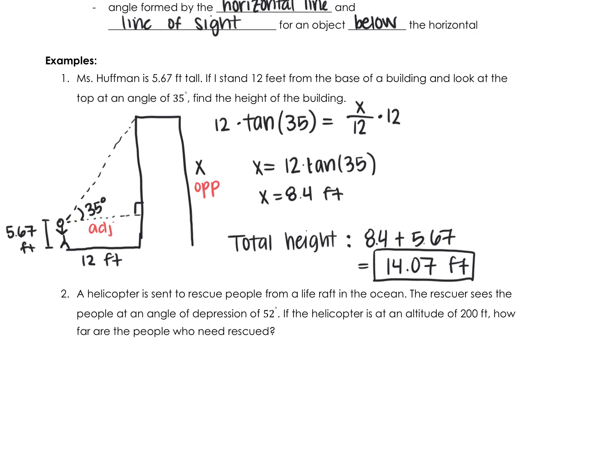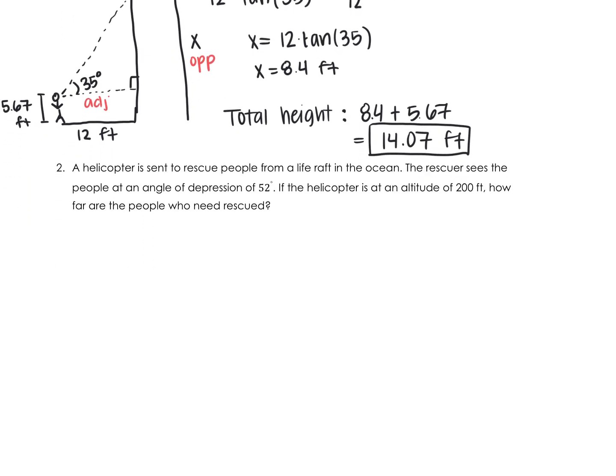So for our second example, we have that a helicopter is sent to rescue people from a life raft in the ocean. The rescue receives the people at an angle of depression of 52 degrees. If the helicopter is at an altitude of 200 feet, how far are the people who need rescued? So I cannot draw a helicopter. So we'll just say this circle is our helicopter. And we've got our ocean, and we've got our lovely people in our life raft, which we'll denote with a circle.